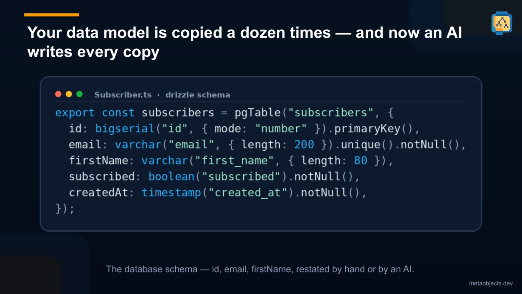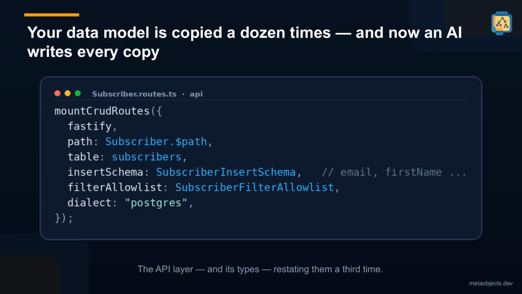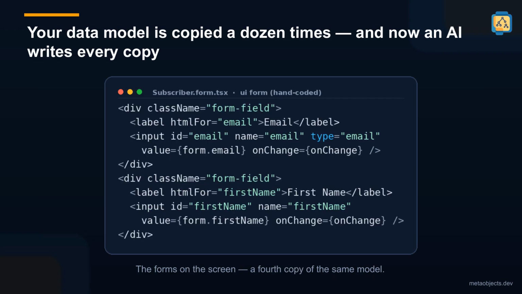Let's see that problem up close. Every app defines the same domain model a dozen times. It's in your database schema. It's in the validators that relist every field. It's in your API routes and their types. It's in the forms on the screen.